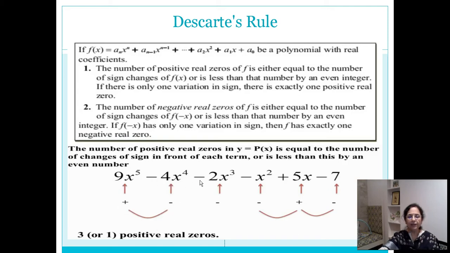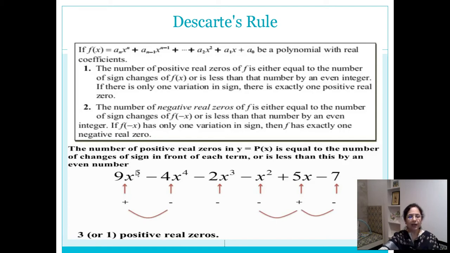The negative sign remains as it is, so there is no sign change, and then again a sign change is observed, negative to positive and positive to negative. So there are three sign changes in this, and this is f of x which we are checking, and so it says it can have a maximum of 3 positive real roots or zeros.